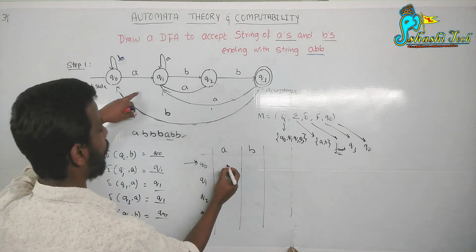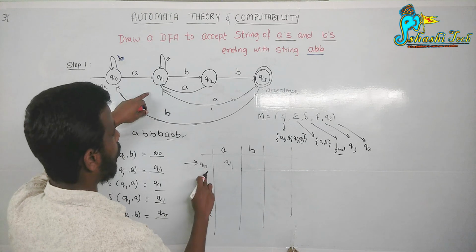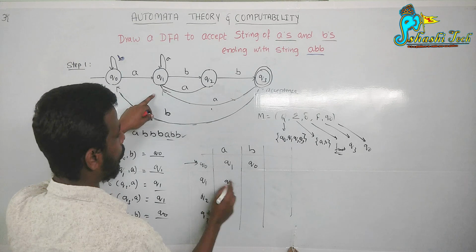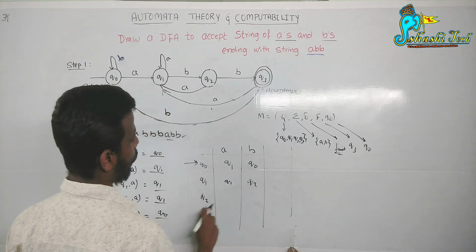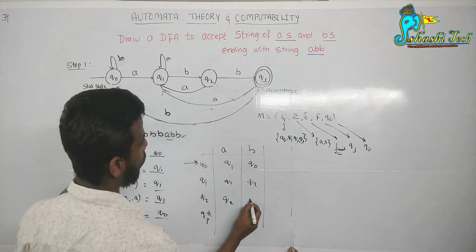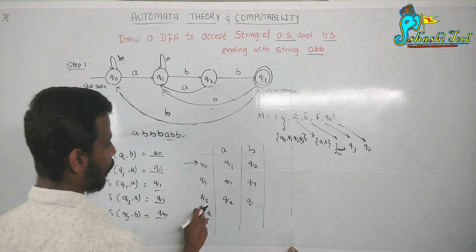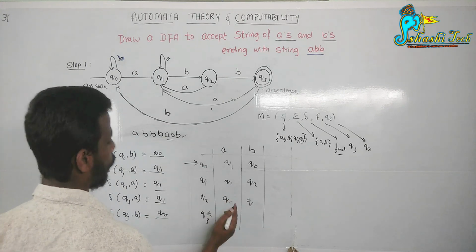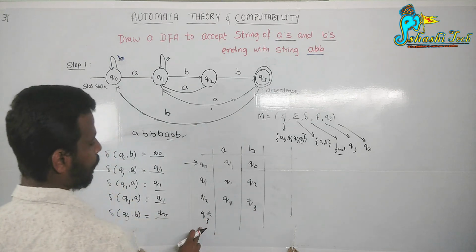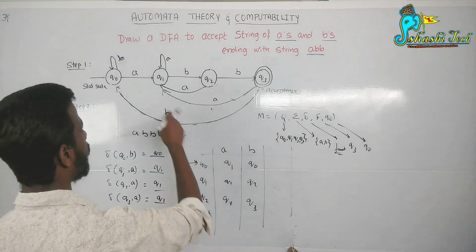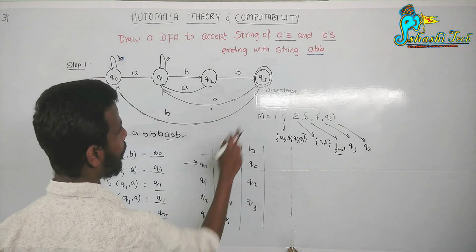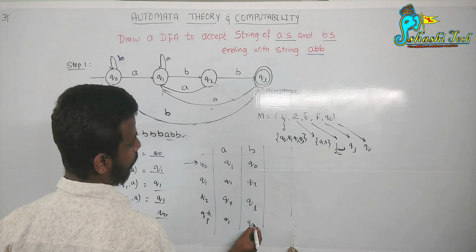Q0 upon accepting A, Q1. Q0 upon accepting B, Q0. Q1 upon accepting A, Q1. Q1 upon accepting B, Q2. Q2 upon accepting A, it is going to reach Q1. Q2 upon accepting B, it is going to reach the Q3 state. Q3 upon accepting A, it is going to reach the Q1 state. Am I correct? Yes, the Q1 state. Q3 upon accepting B, it is going to reach the Q0 state.